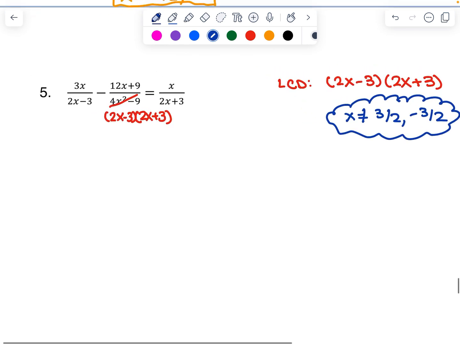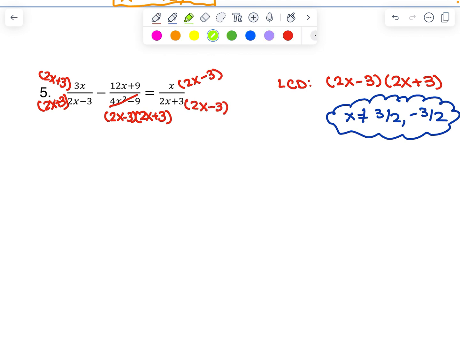Okay. So if I take a look, my first fraction here is missing a 2x plus 3, so I'm going to go ahead and multiply that here. My second fraction is good. My third fraction is missing a 2x minus 3. So again, what I'm doing here is I'm going to solve the top part because now that the bottoms are all the same, they cancel out.